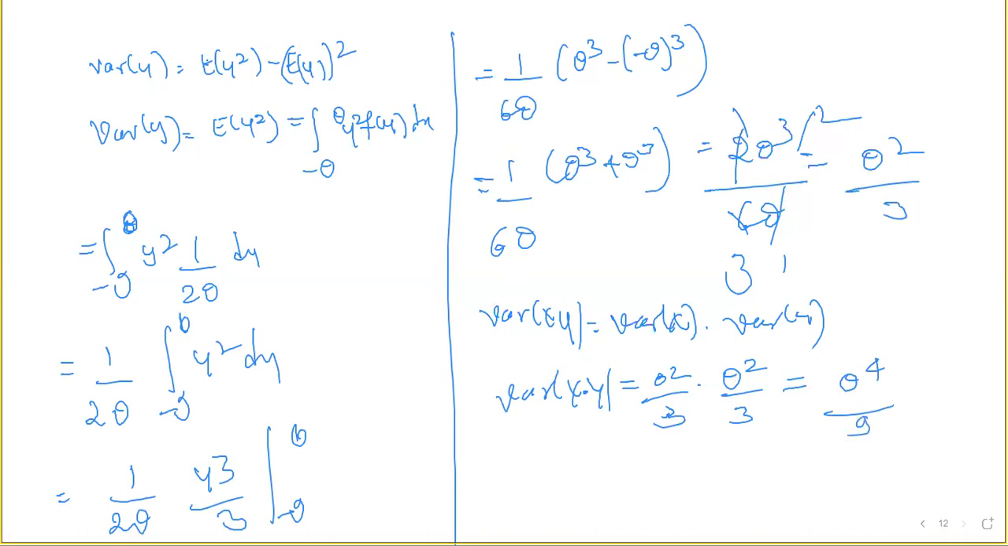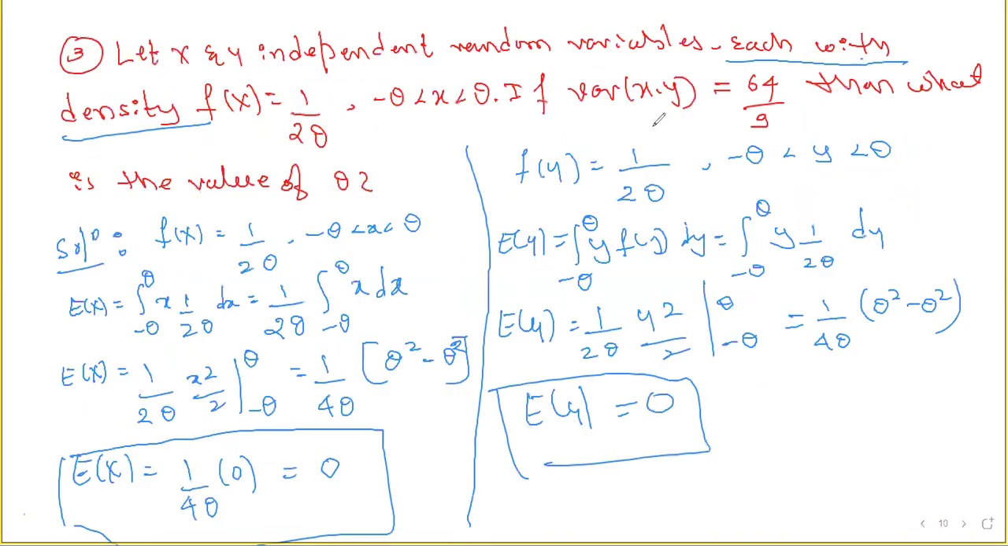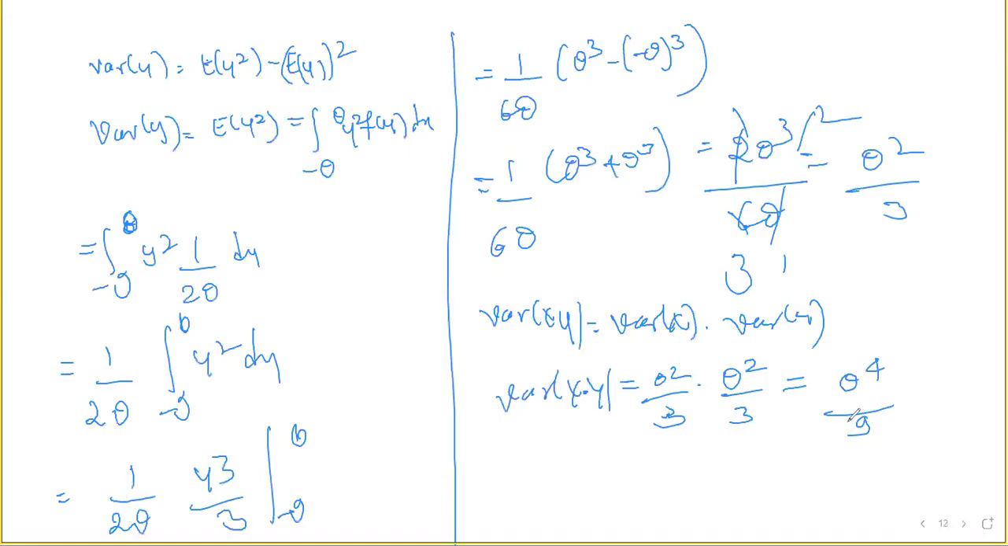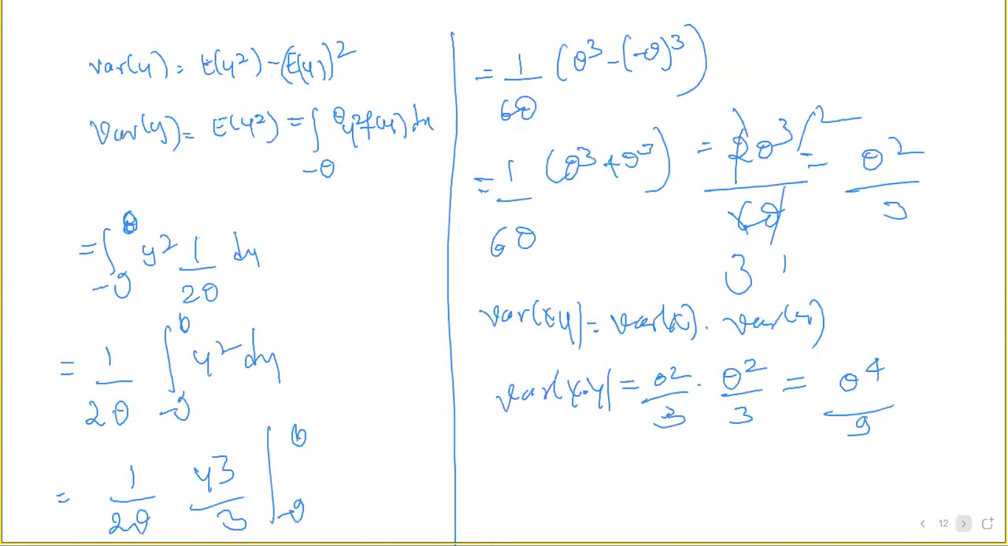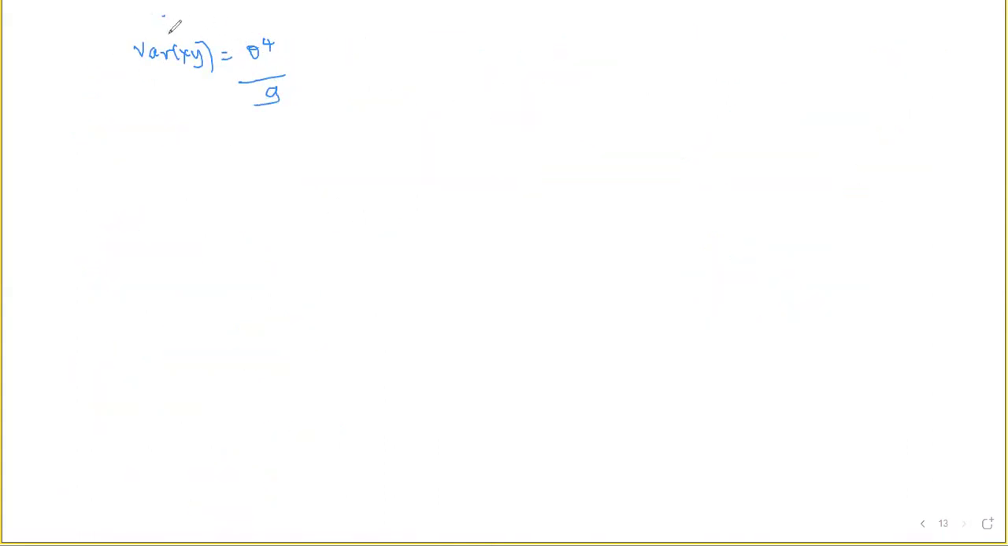But what have they given for variance of XY? If you observe clearly, variance of XY is given as 64 by 9, right? Is it clear? So in the previous slide, what we got? Variance of XY equals theta power 4 by 9. But this value is given in the question, that variance of XY is equal to 64 by 9.